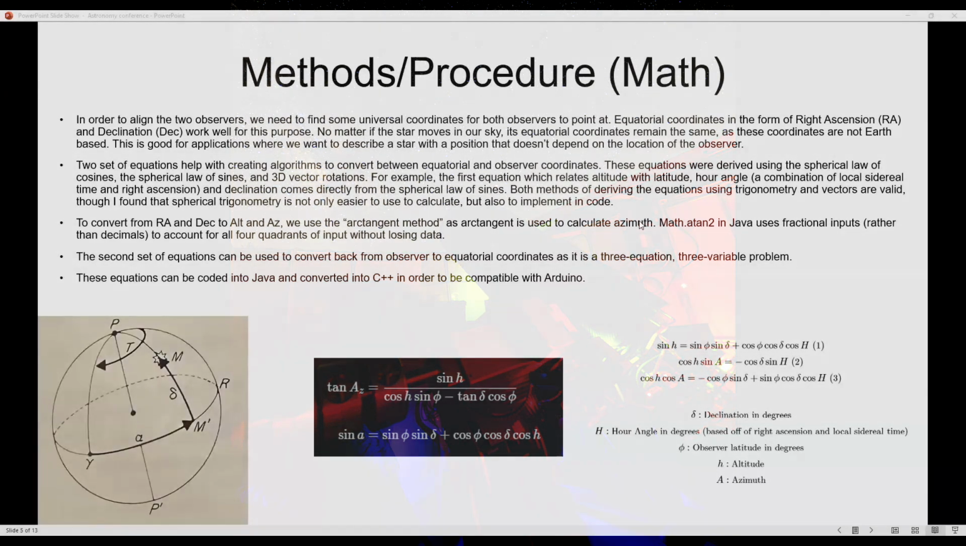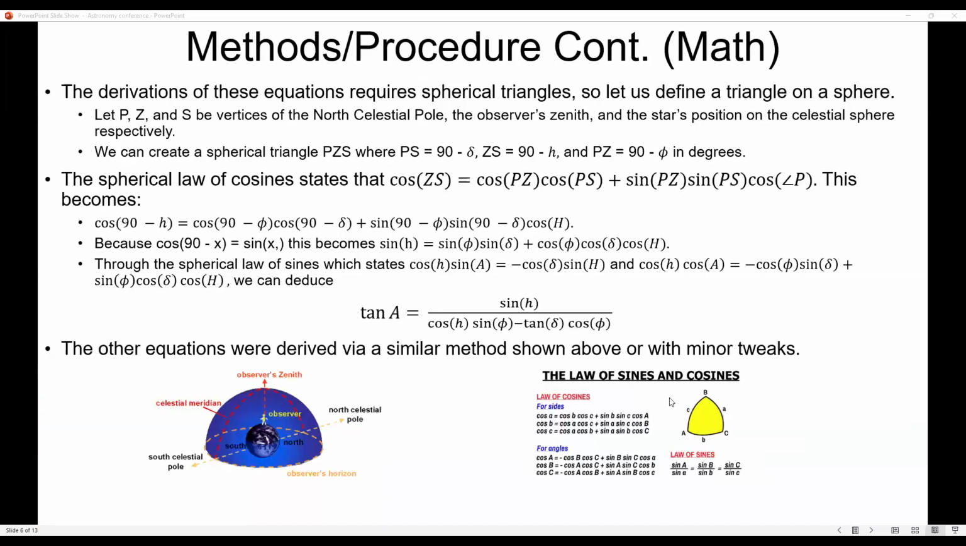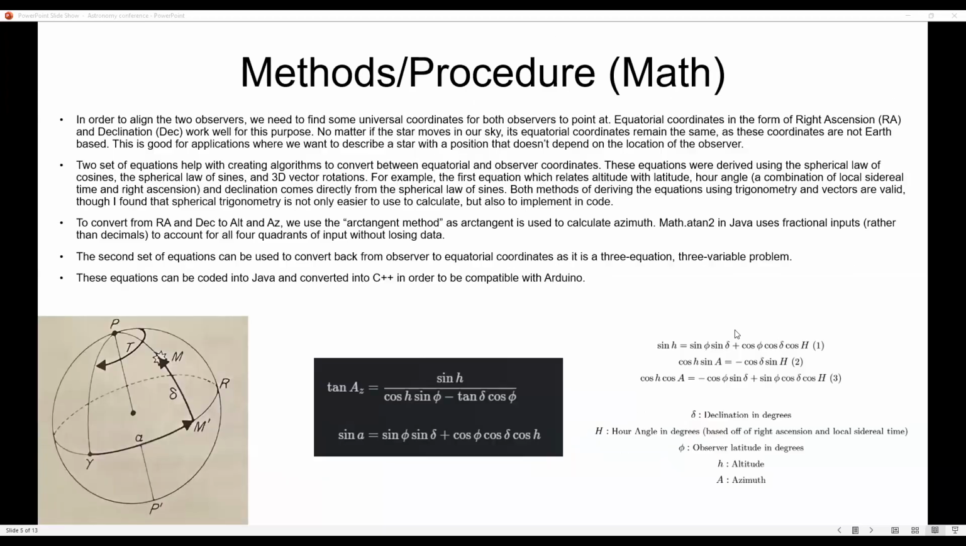I'll give you a simple rundown: you just create a spherical triangle in the sky. You're going to have three points: your observer's zenith, straight up; the north pole of the celestial sphere; and then of course a star. The north pole of the celestial sphere and your zenith are basically for location, and then you need the star. Using the spherical law of sines and cosines, you can derive some of these equations that I show right here.